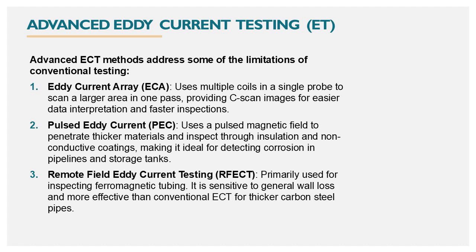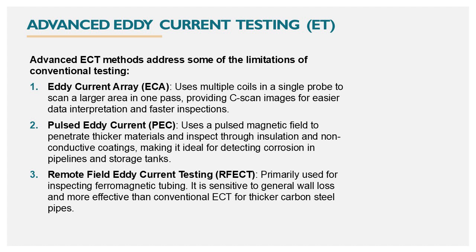Advanced eddy current testing, or ET, methods address some of the limitations of conventional testing. Number 1 is eddy current array, or ECA, which uses multiple coils in a single probe to scan a larger area in one pass, providing C-scan images for easier data interpretation and faster inspections.